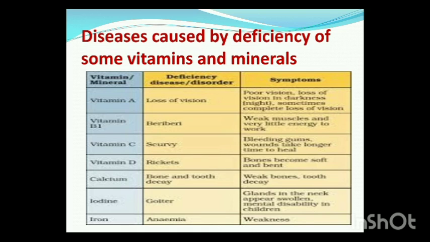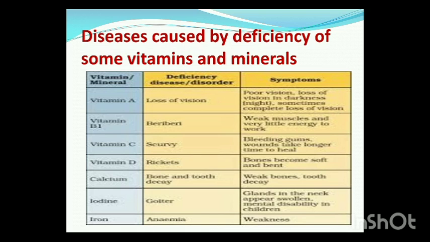Next disease is rickets. Rickets is the disease related with bones. A person who is suffering with rickets has his bones soft and bent, and this is due to the deficiency of vitamin D in his food.